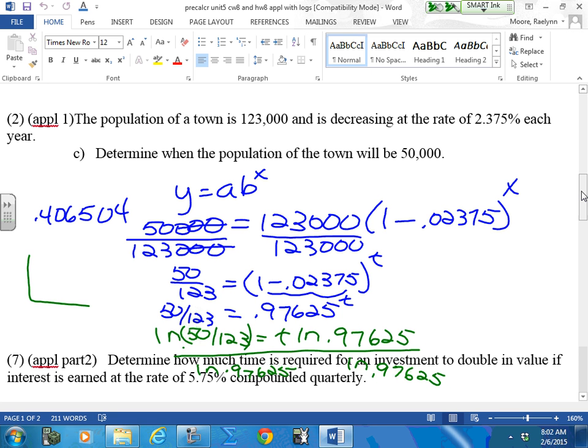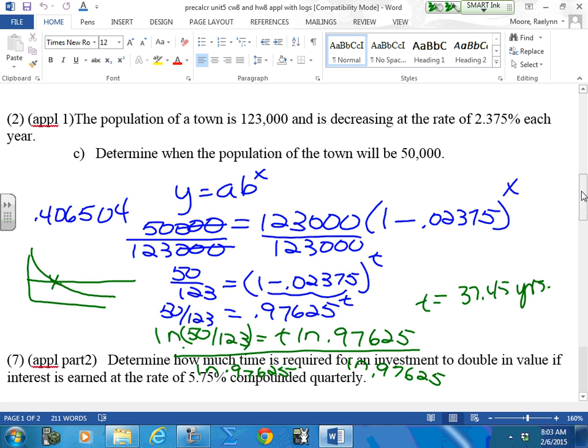When we did this before, we had a decreasing population. We wanted to know where the cutoff was at 50,000. We graphed it in your y1, your y2, and now we're solving it algebraically with your logs. So your answer will be exactly the same, 37.45 years.